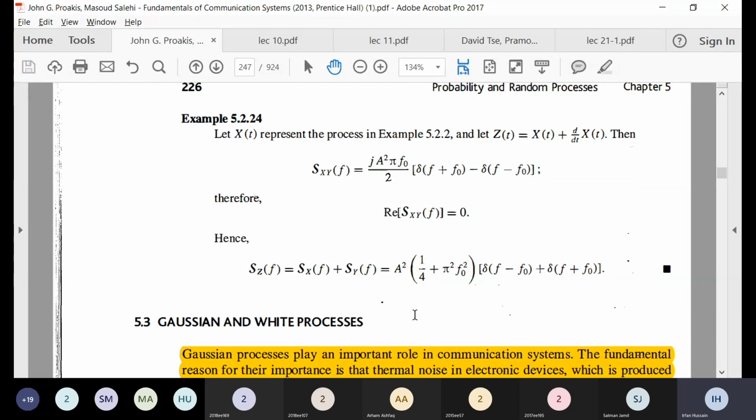So another simple example. Here the sum process was x of t, and x of t is again the same cosine function of t1 minus t2 that we saw earlier, and we found its PSD. Then the same process goes through a differentiator. We have seen this in the previous example, and we found the output y of this process. We also found the cross correlation between x and y.